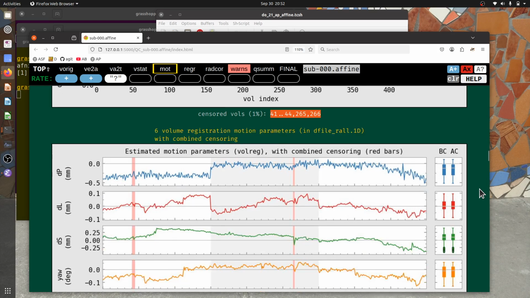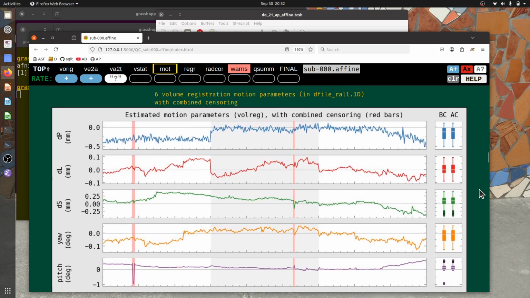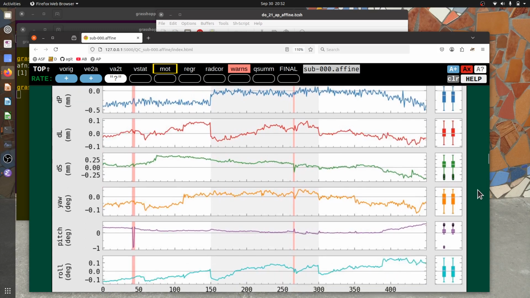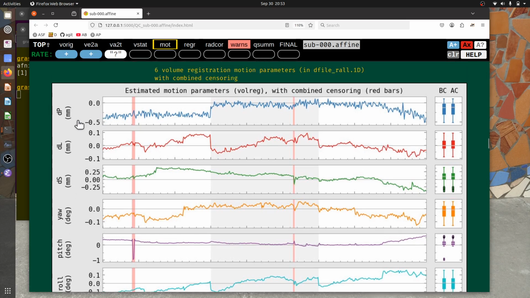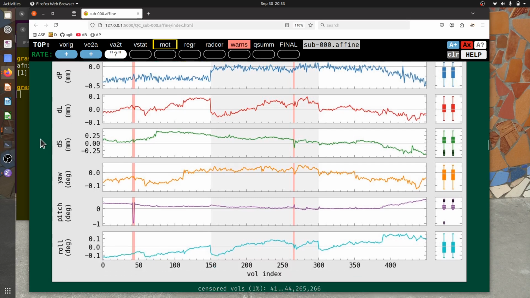And then below is a related graph. This is just in case you need to know this level of detail. Let me expand this. These are the 6 individual motion parameter estimates: the 3 translations, so dS means change of translation in the inferior-superior direction, so along the z-axis, and left-right, posterior-anterior. And yaw, pitch, and roll, the 3 rotations.